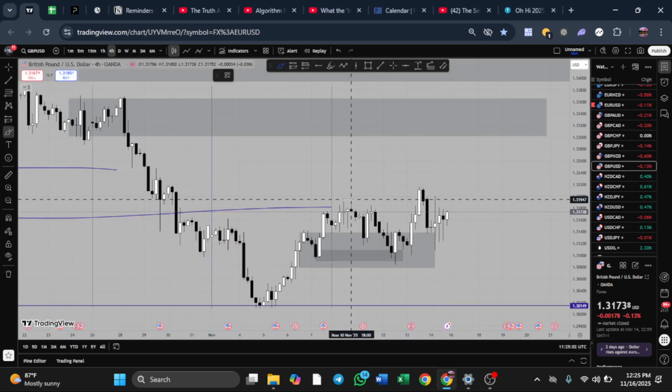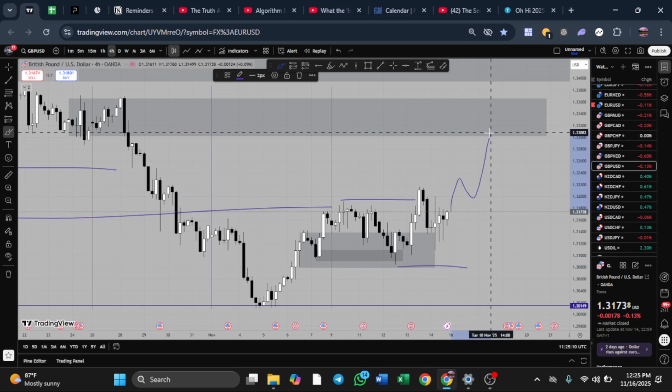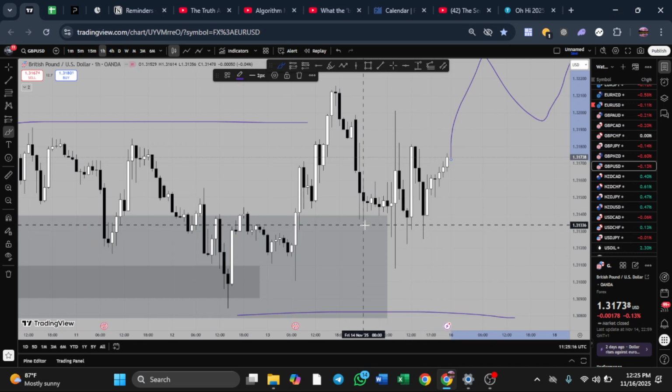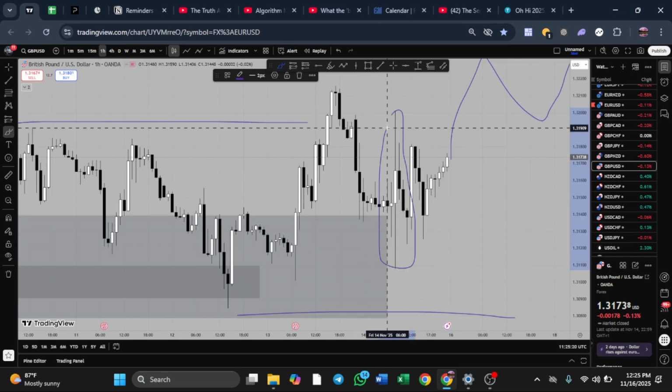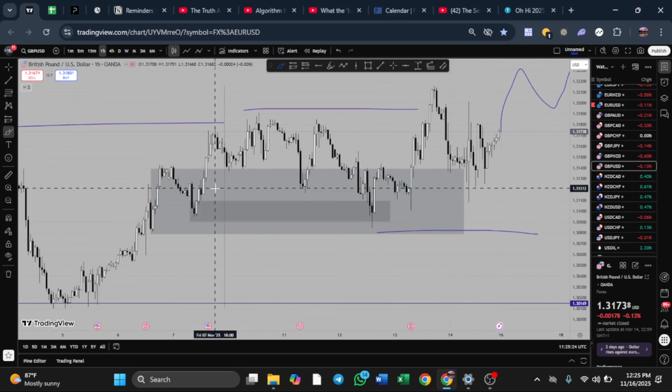So if that's the case, we now look at this as our internal. So I expect a push at least to this point. That's market open. On the 1 hour, let's see, we have a break of structure. So this candle already grabbed a whole lot of liquidity. So I believe it should head up there.